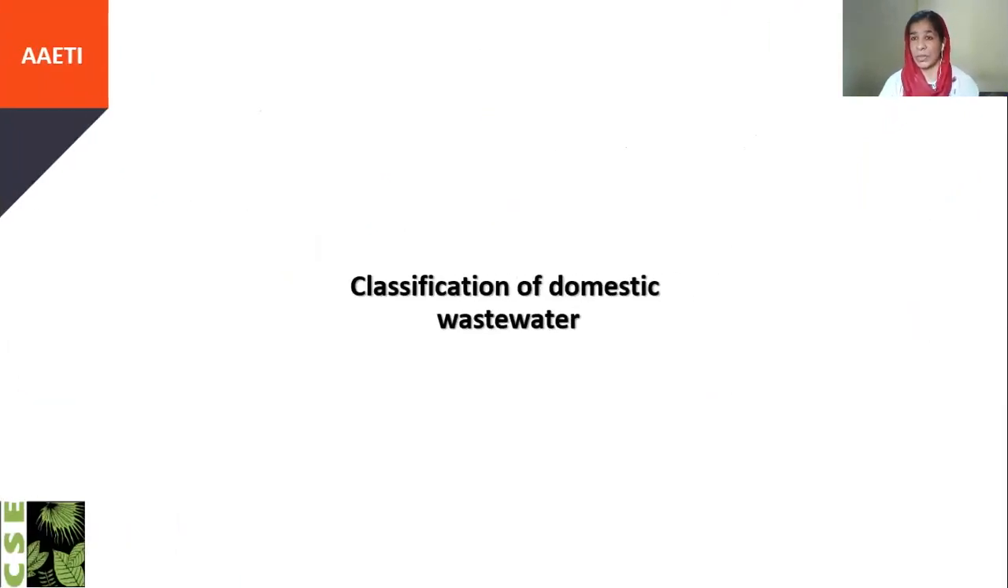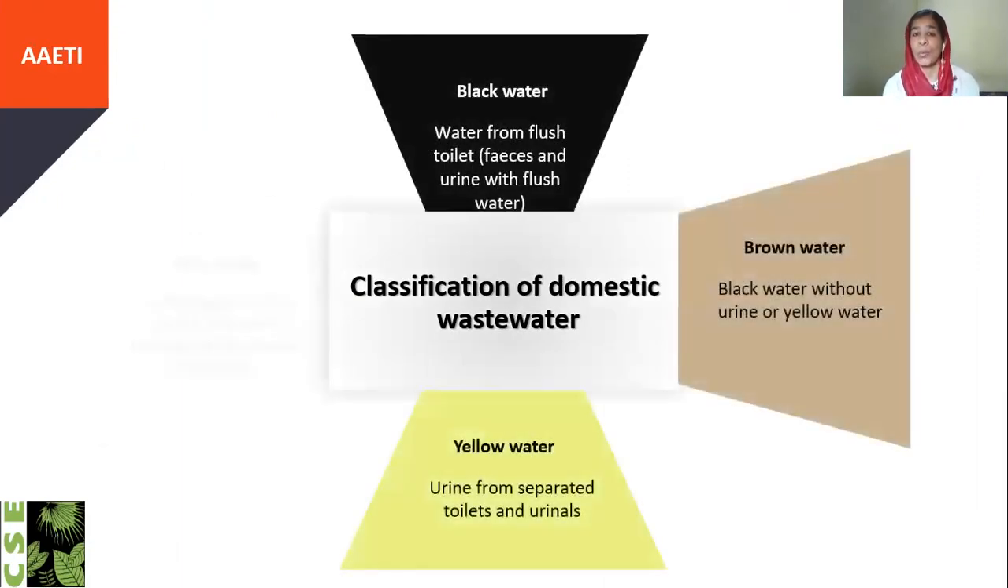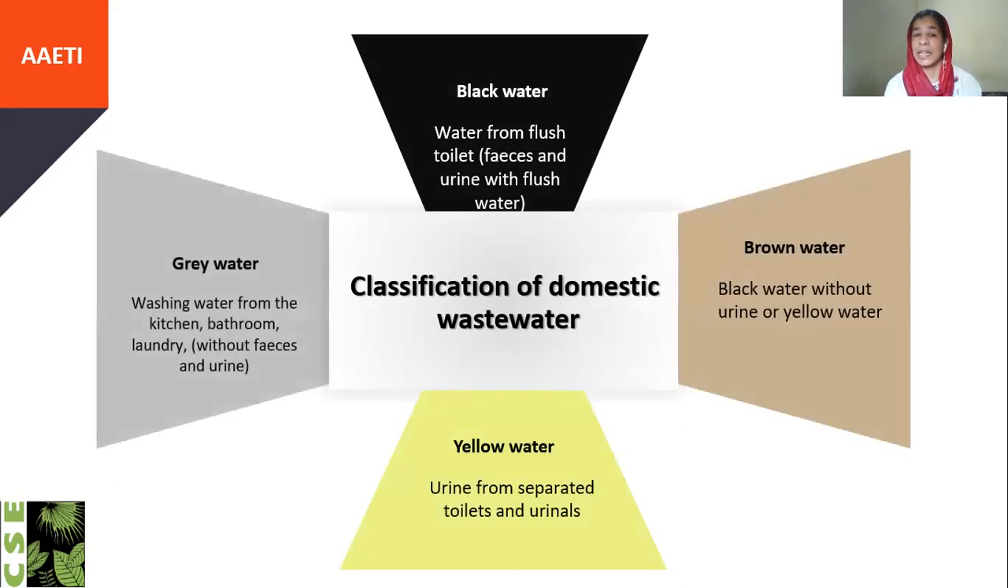Now, classification of domestic wastewater. It is classified into four categories. One is black water. What is black water? Water that comes from flush toilets, that is, it comprises both feces and urine. Brown water is water which is primarily feces without urine, or yellow water. Now, what is yellow water? Yellow water is urine from separated toilets and urinals. And when we say grey water, it's washing water coming from kitchens, bathrooms, laundry without feces and urine.